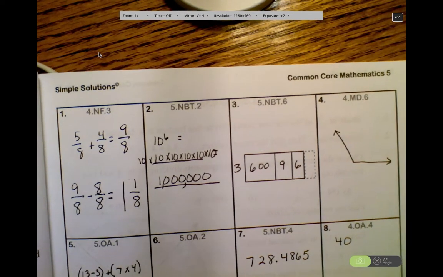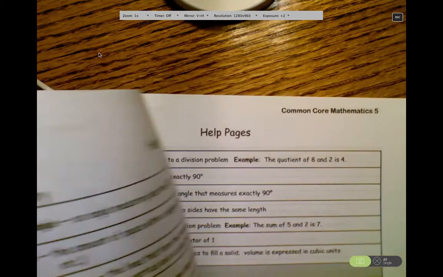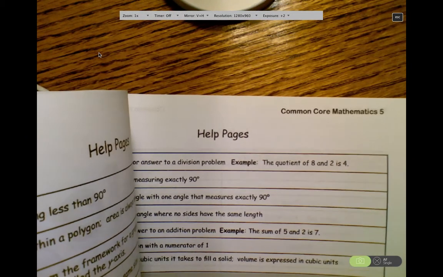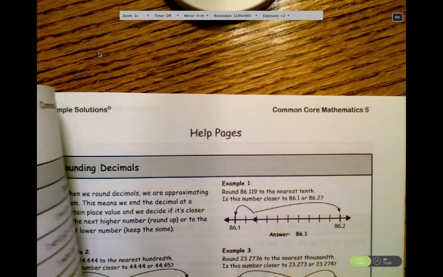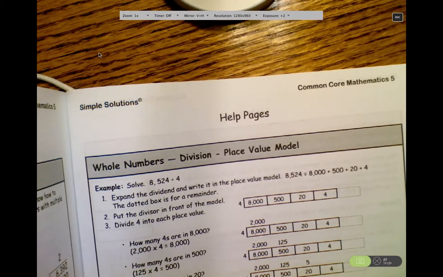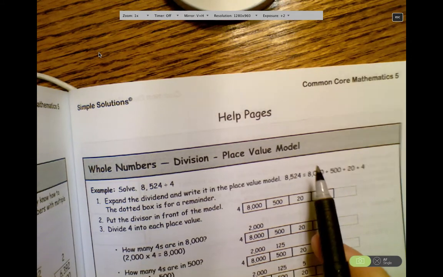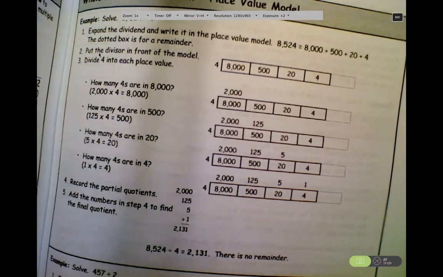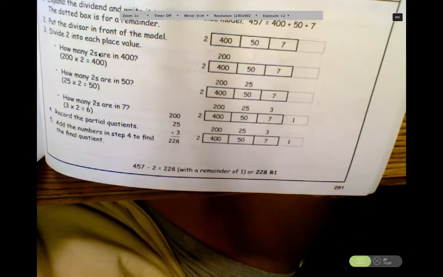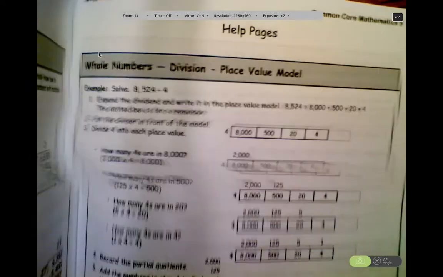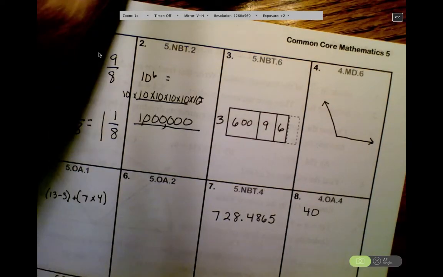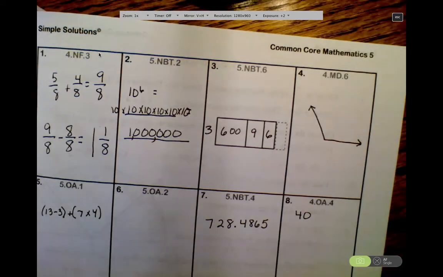All right. They're asking you to solve this using the place value model. And you could find it in the back of your book. I'm going to turn back there in the help pages. So I'm on the help pages right now. And here it is right here, place value model. And where did I find it? On page 291.